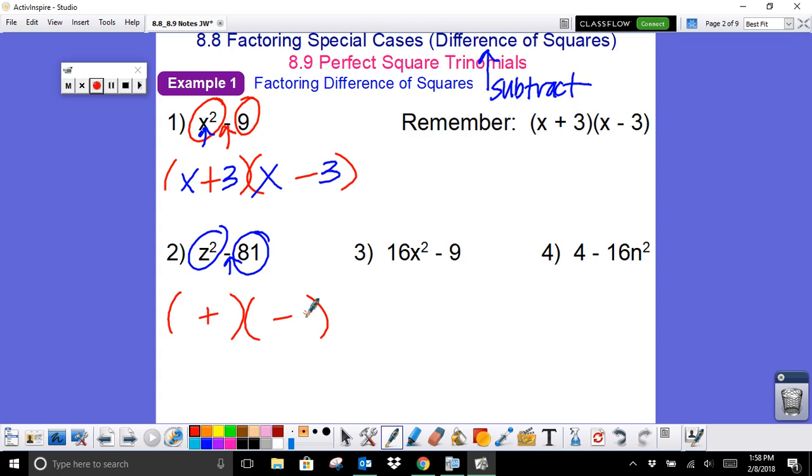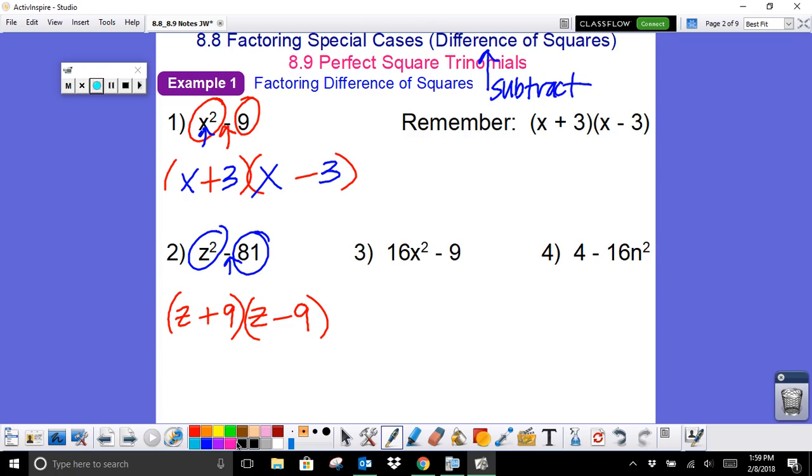Now I'm going to look at my z squared. What times itself gets me z squared? Z. So z times z gets me z squared. Now I'm going to look at my 81. What times itself gets me 81? 9. And that's my answer. So if it is a difference of squares, you can factor it very easily, just like this. Okay? And if at any point you don't understand something, y'all, you're watching a video, so you can definitely rewind and rewatch it. All right, number 3.